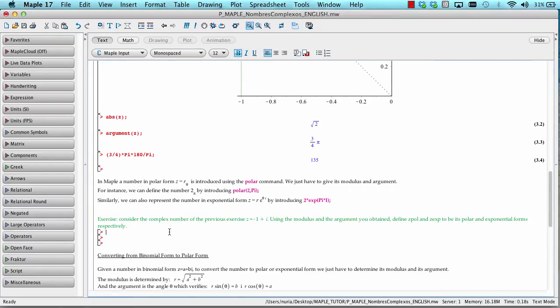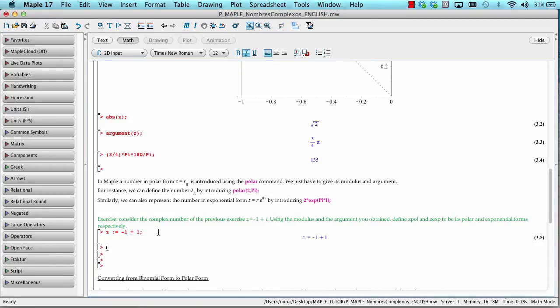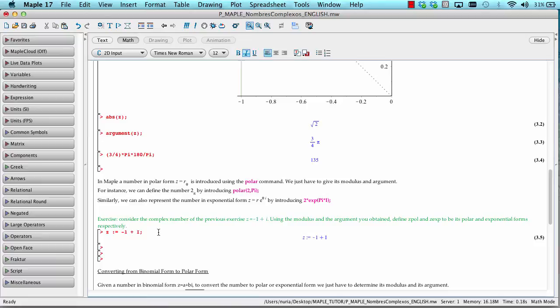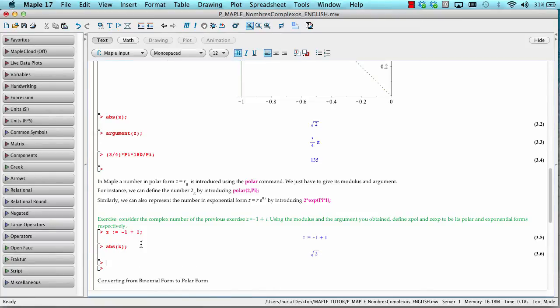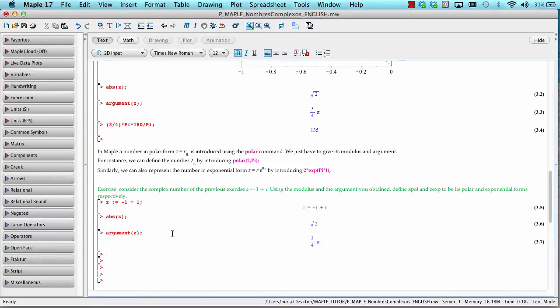So now let's do this exercise. Z is going to be -1 plus I. Using the modulus and the argument, find zeta pol and zeta exp. So, I'm sorry, F5, remember F5 every time. So we do it again. The magnitude is square root of 2. We already know that. The argument is going to be... Control K, F5.